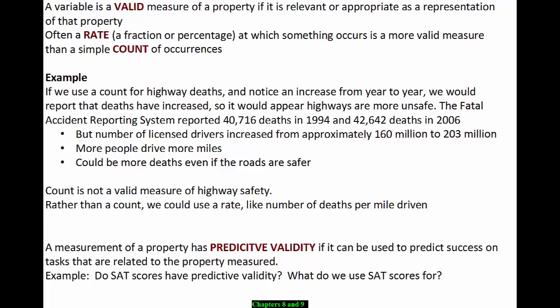So it looks like the number of fatalities has gone up, which makes it look like the highways might be more unsafe. However, the number of licensed drivers increased from approximately 160 million to 203 million. More people drive more miles. So there could be more deaths even if the roads are safer. Count is not a valid measure of highway safety then. Rather than a count, we could use a rate like the number of deaths per driven mile.